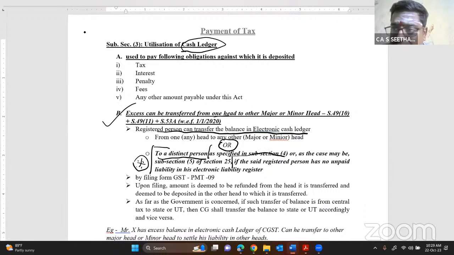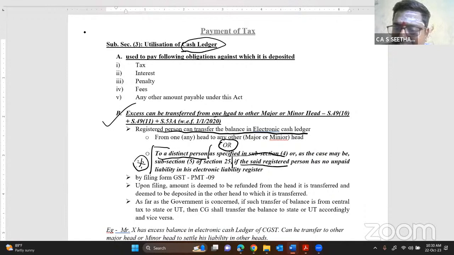I'm not convinced with the inclusion of sub-section 5 here, because sub-section 5 is about the establishment of a distinct person, and I don't think that will warrant a transfer because they are not registered under the GST law. It's a draftsman's error, a copy-paste error. It will be rectified in the future. Probably you will remember me then, another 2-3 years down the line, when they understand this and come back.